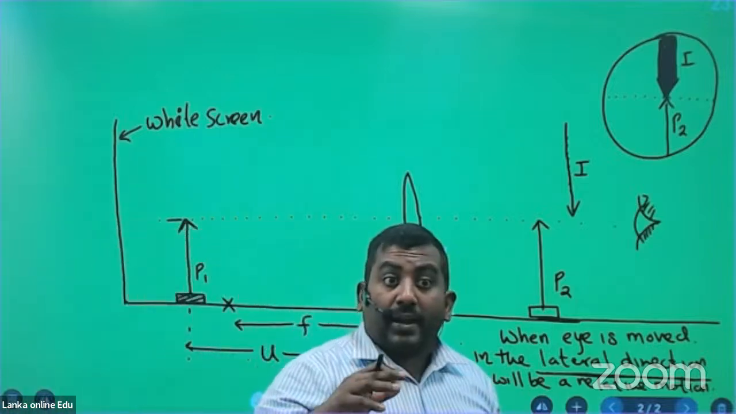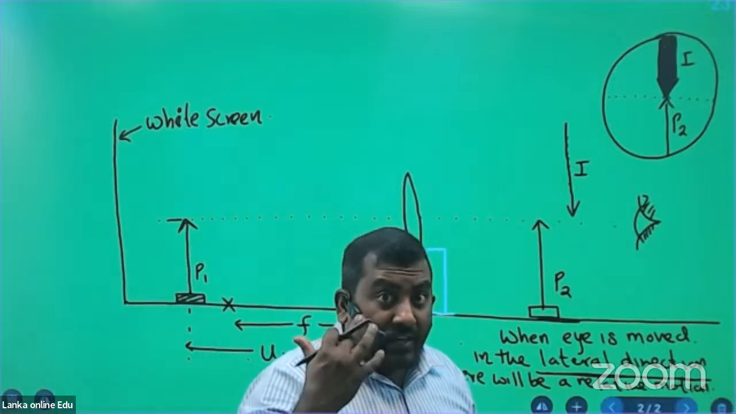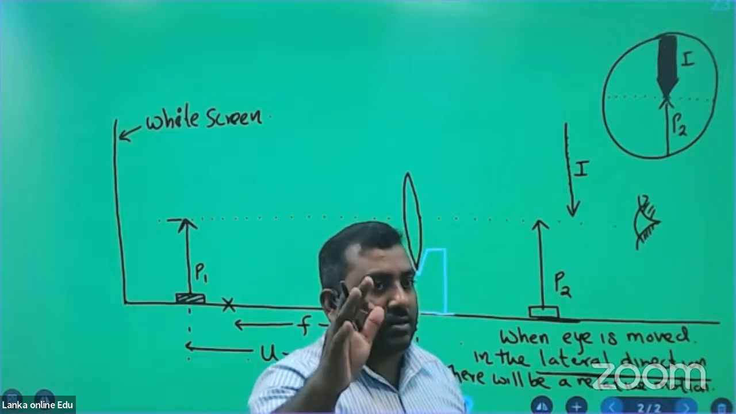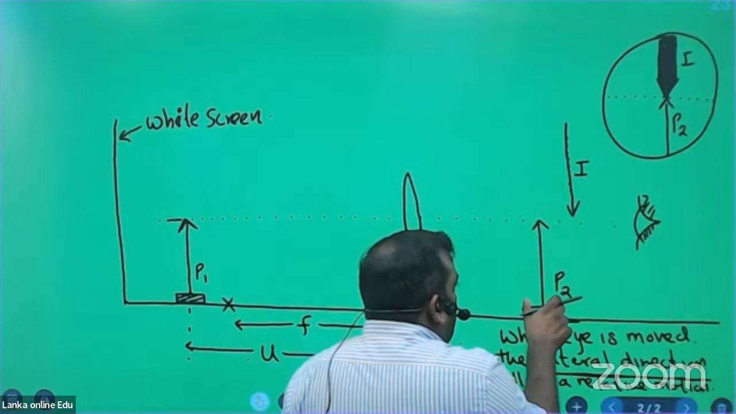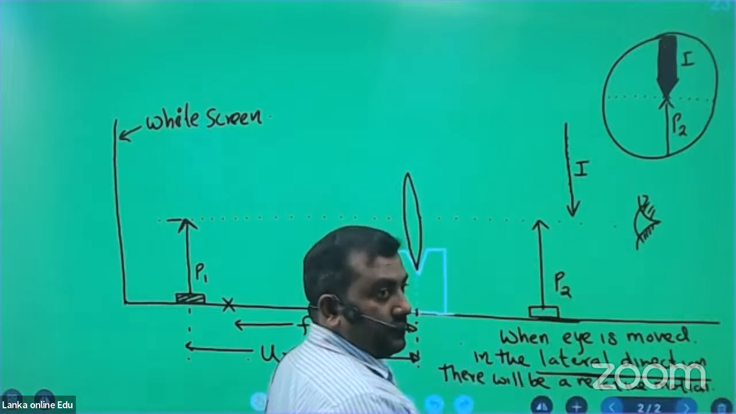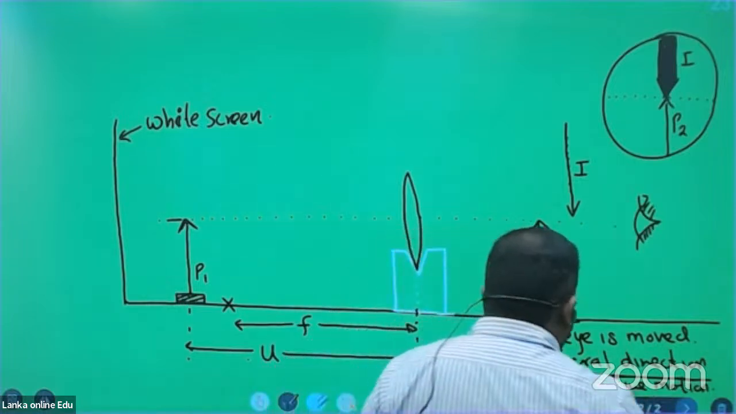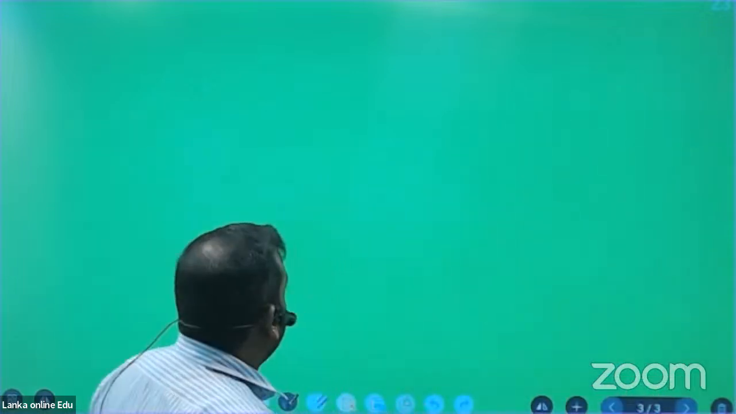Now we want to make this coincide. If you coincide it, that means we can find the location of the image. So what we do is, we move the position of the pin. Because it's a new thing, I'll draw that as well.